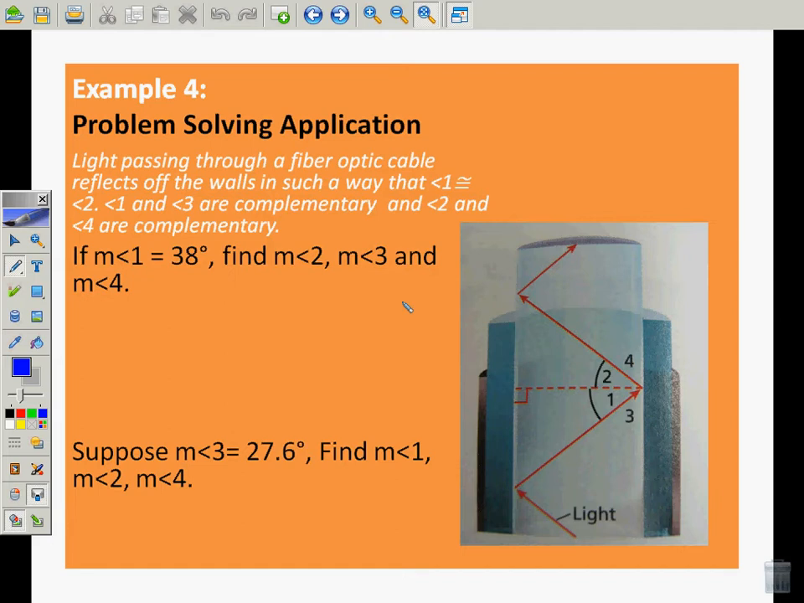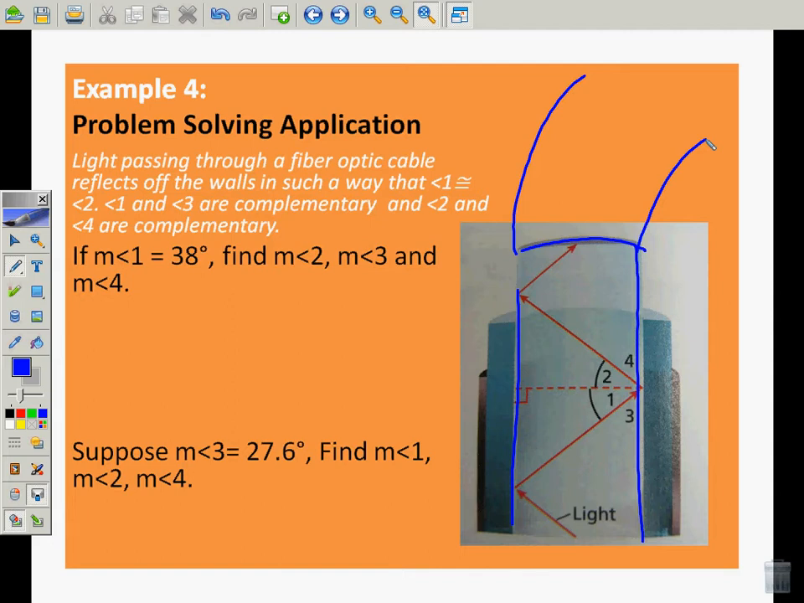Light passing through a fiber optic cable. So here's our fiber optic cable here. You can see it's sort of rounded. This would be the fiber optic cable coming up this way, and it would continue on sort of like this. Okay, and we've got pairs of angles, and what the light does is it bounces through that cable, or reflects through that cable, so that it gets to where it's going.